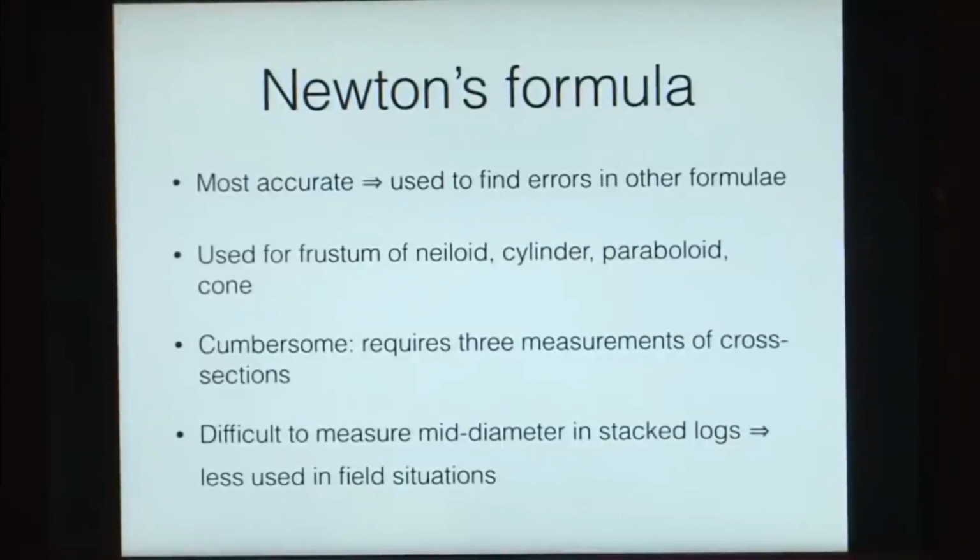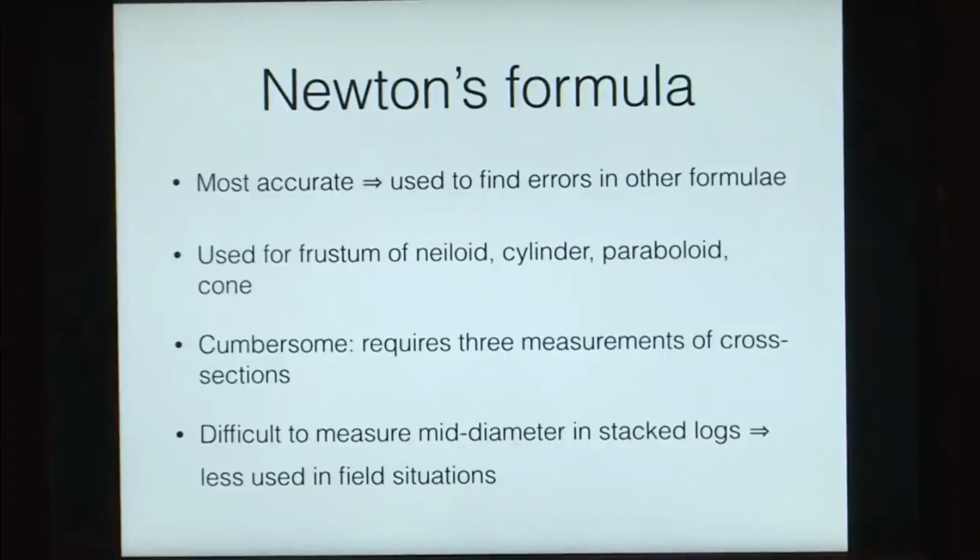The other formulae are Huber's formula and Smalian's formula. Newton's formula is considered to be the most generalized and the most accurate of all these three. It can be used for the frustum of a neiloid, cylinder, paraboloid and a cone. So, for all of these cases you can use Newton's formula. However, this formula is more cumbersome than the other two, because here you are required to take 3 measurements of cross sections of both the ends and the middle.